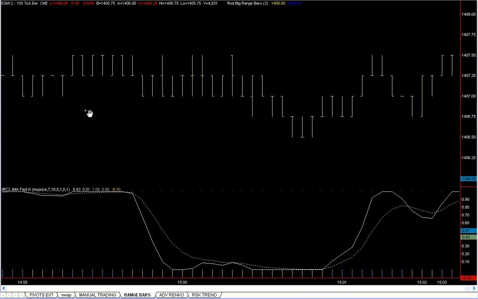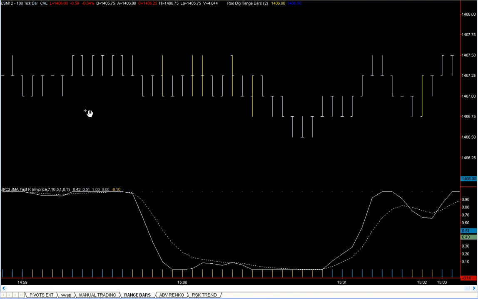This video is going to discuss our range bar indicator. It is used for the purpose of trading high probability scalps. It's very easy to use, very easy to see, and very, very high probability.